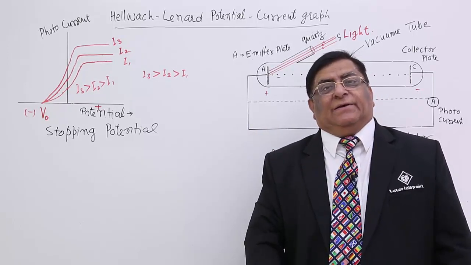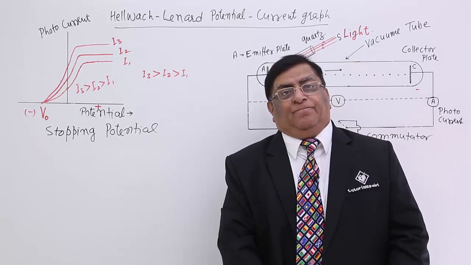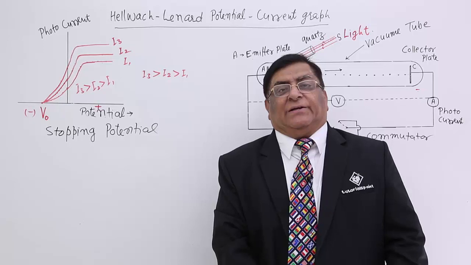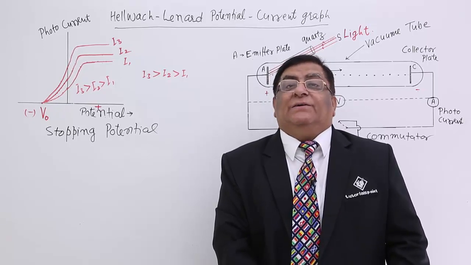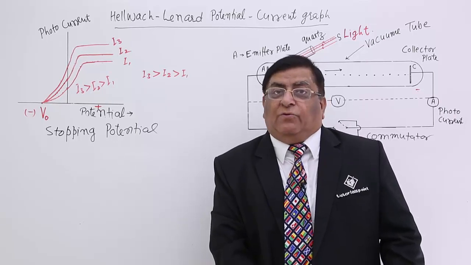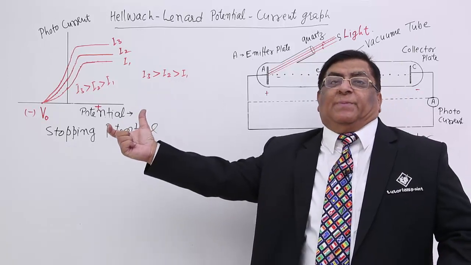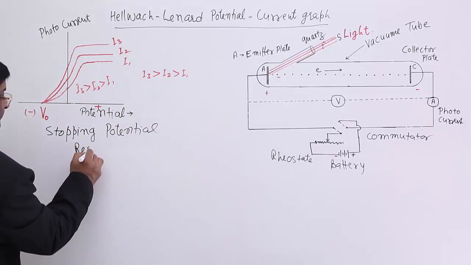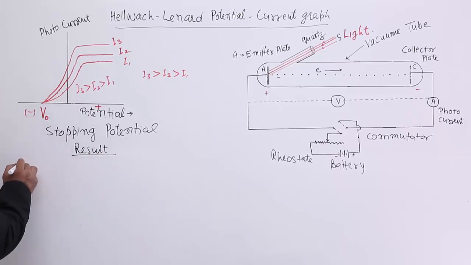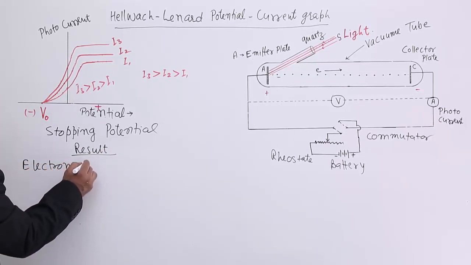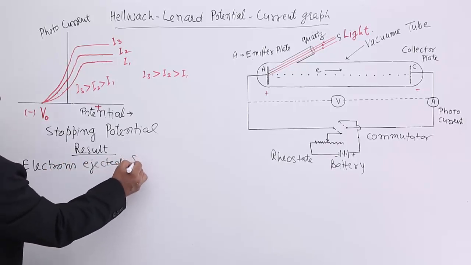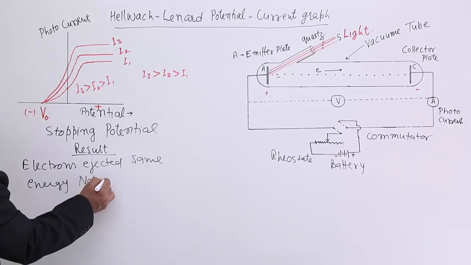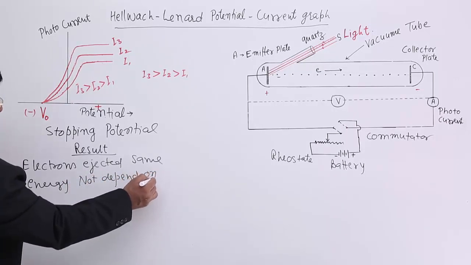And that was a strange thing. If I am changing the intensity of light, I say energy is increasing, but the electrons which are coming out have got the same energy. That energy level has not increased. So this is one fact given by this part of the experiment. So what is the result? The result: electrons ejected have the same energy, not dependent on intensity.